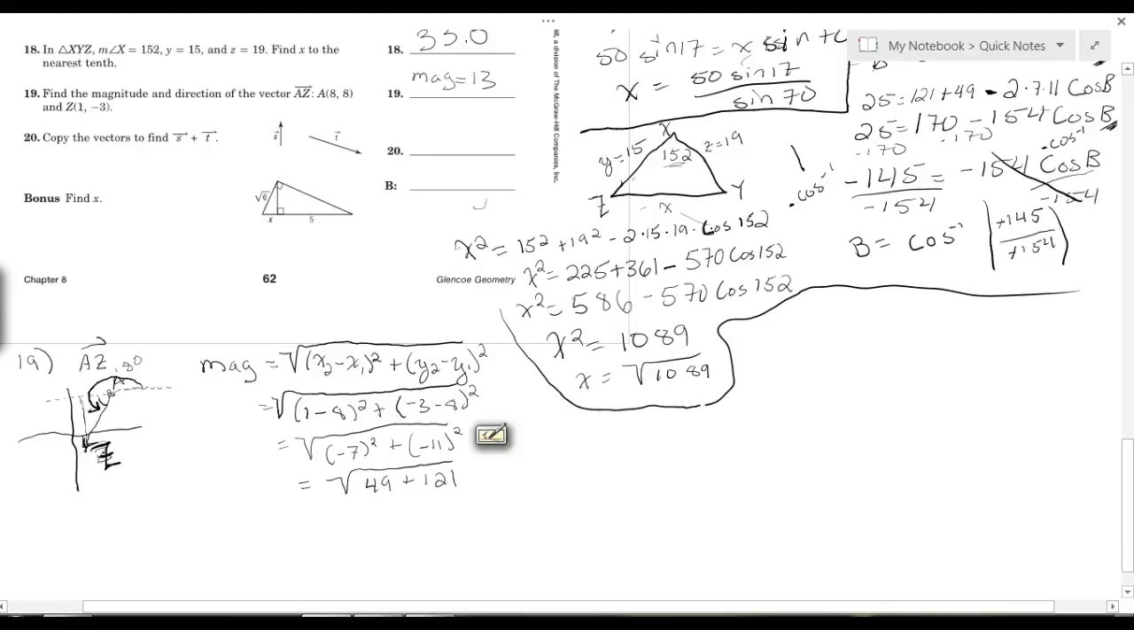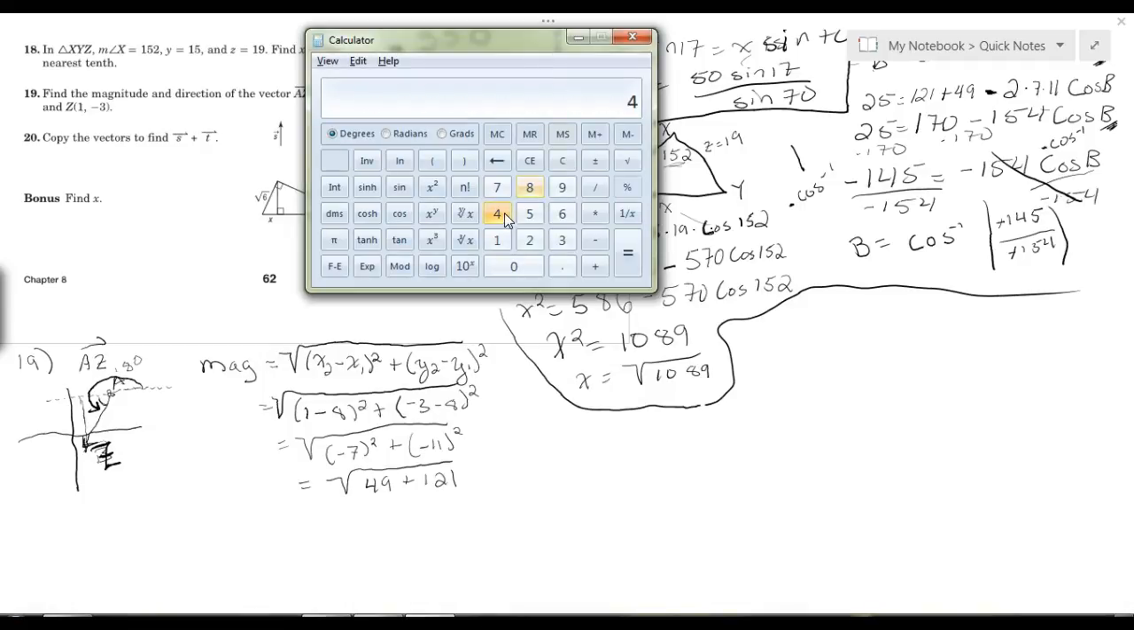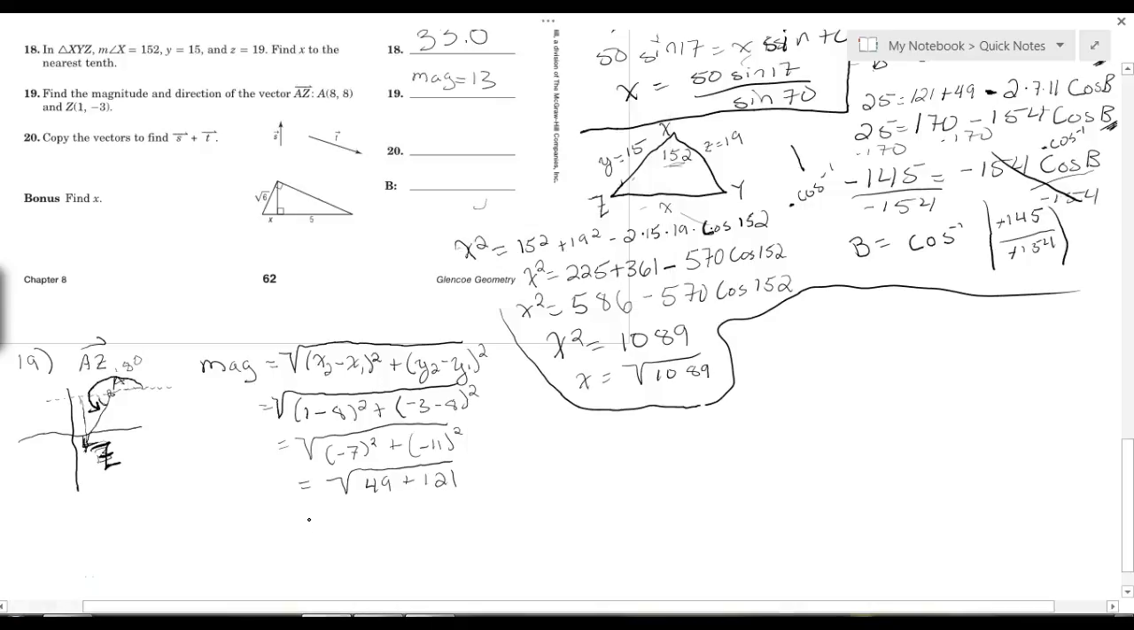I'm going to go ahead and put that into my calculator. Move my calculator up here. So 49 plus 121 equals 170. The square root of that rounds to 13.0. So I'll go ahead and write my answer here.